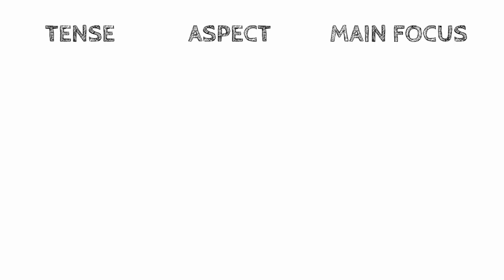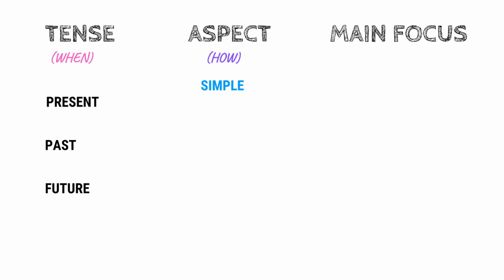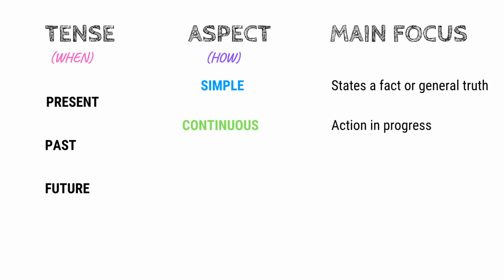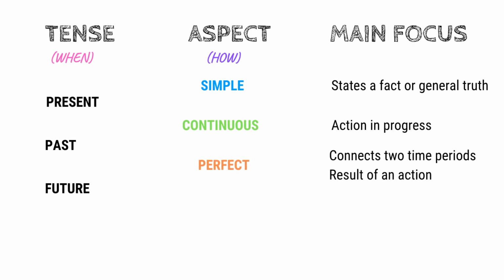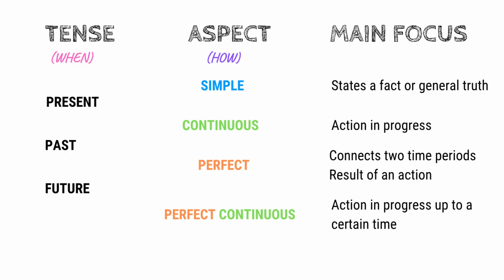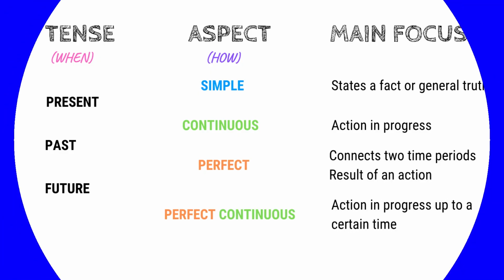Verbs have two parts, tense and aspect. Tense shows when the action happens, in the present, past, or future, and aspect shows how the action happens. It gives us context about the action or event. The four main aspects are: simple, states a fact or general truth; continuous, shows an action in progress; perfect, connects two time periods and the focus is the result of a previous action; perfect continuous, shows an action in progress up to a certain point in time.